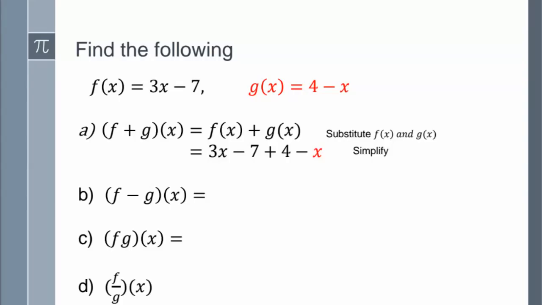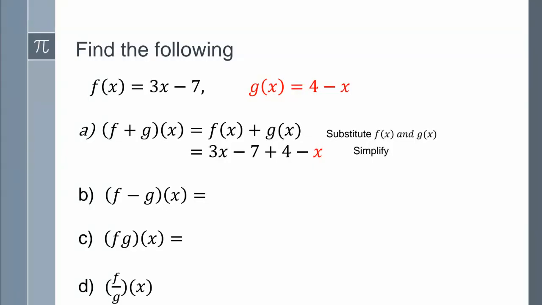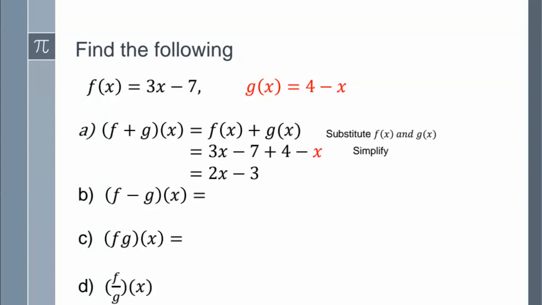So let's go ahead and do that. Let's substitute. f of x is 3x minus 7 plus g of x, which is 4 minus x. To simplify, I'm just going to combine my like terms. 3x minus x is going to give me the 2x. The minus 7 plus 4 is going to give me the minus 3. So the evaluation of f plus g of x is 2x minus 3. Okay, hopefully straightforward stuff. Again, let's look at b.